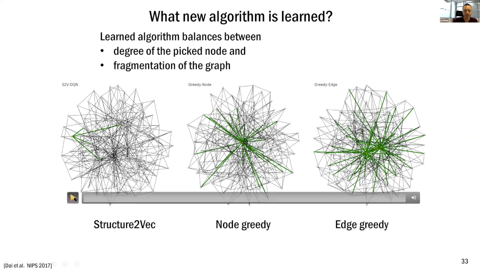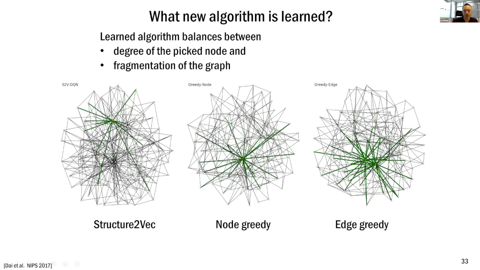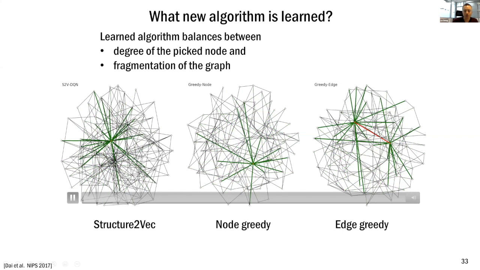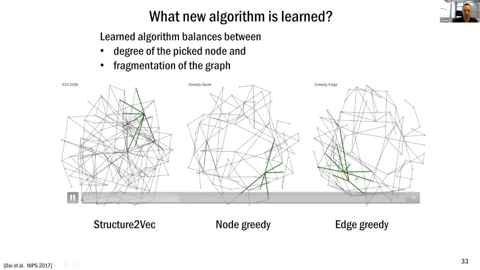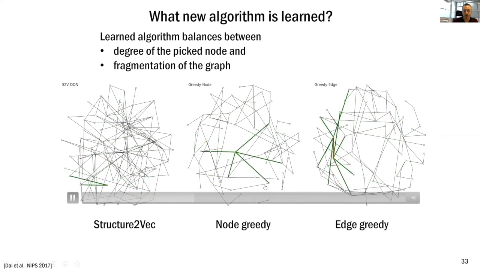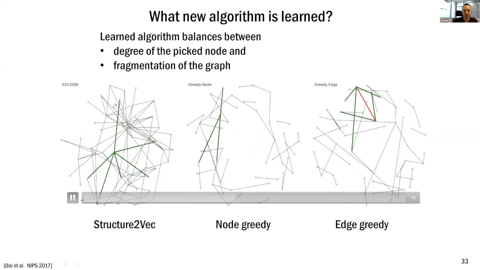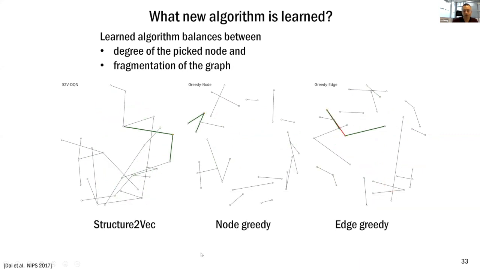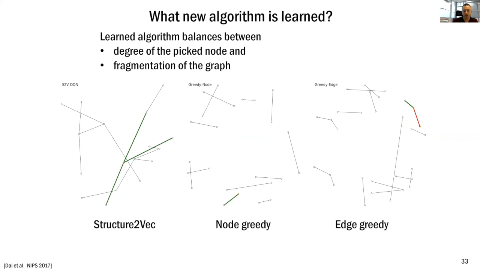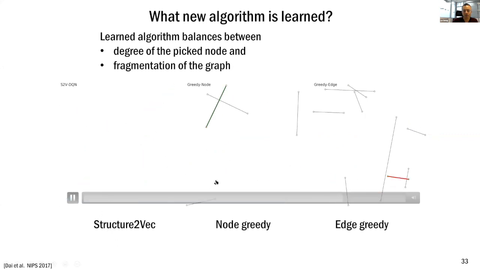Okay, let's take a look at how these algorithms work in action. Every time you select some node, you're going to remove it from the graph. You're going to work on the remaining graph. At the beginning, the node greedy and edge greedy seem to be good, right? They clear out the edges pretty fast. And then this graph neural net based algorithm seems to still have lots of edges to work on. But near the end of the algorithm, you will find that the algorithm based on graph neural nets is able to solve the problem faster compared to node greedy and edge greedy.